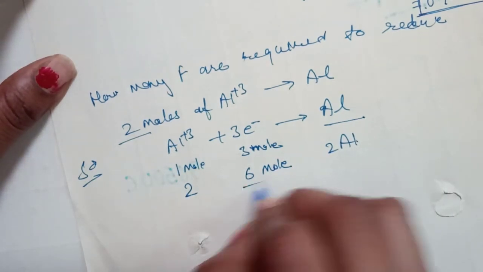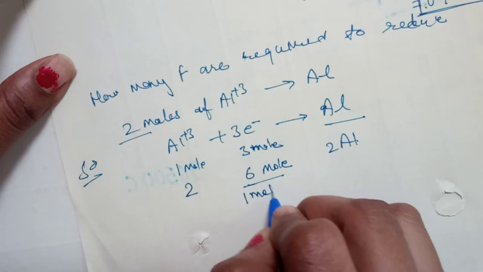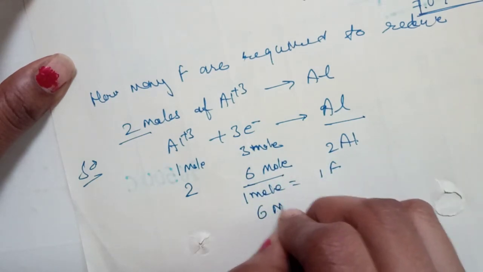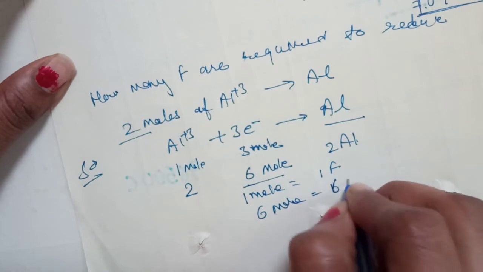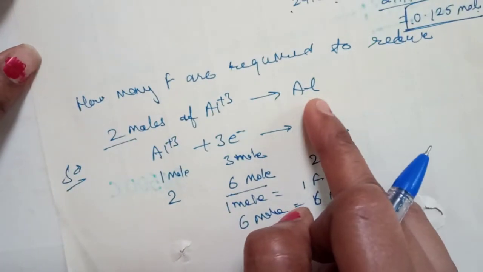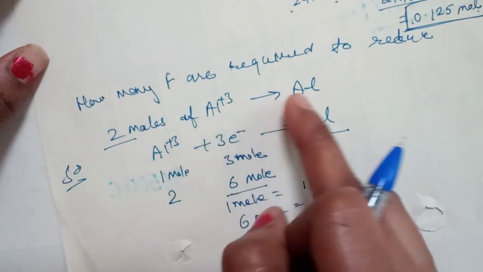Okay, the charge of 1 mole of electrons is equal to 1 Faraday. Then 6 moles is equal to 6 Faraday charge, which is required to deposit 2 moles of aluminium from Al3+ ions.